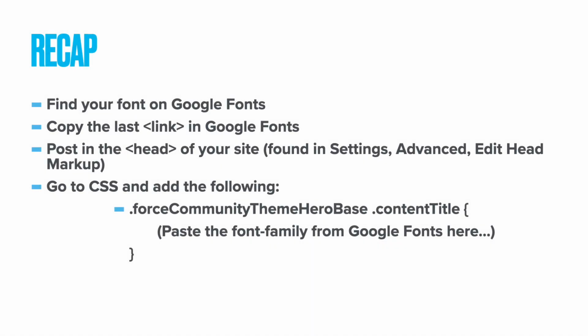And so just to recap, we go to Google Fonts, we find the font that we want, copy that last link in Google Fonts, and paste that into the head of your site. This is found by going into Settings, Advanced, and clicking on Edit Head Markup. And then we go into CSS, and we will add the following to change our font. The component title is .force-community-theme-hero_base-space .content-title, open and close curly brackets, and then in the middle you paste your font family.